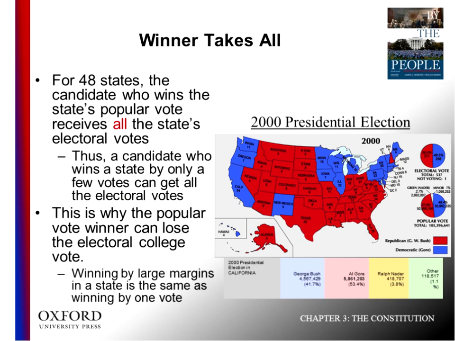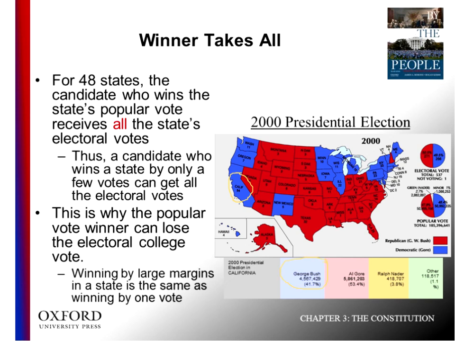48 states have laws that say the candidate who wins the state's popular vote receives all the state's electoral votes. Thus, a candidate who wins the state by only a few votes can get all the electoral votes. This is why the popular vote winner can lose the Electoral College vote, because winning by a large margin in a state is the same as winning by only one vote. So I want to show you the 2000 presidential election. I'm going to circle California here. At the time, California only had 54 electoral votes. Now it has 55. They reapportion the seats after every census, and we'll get into that when we talk about Congress.